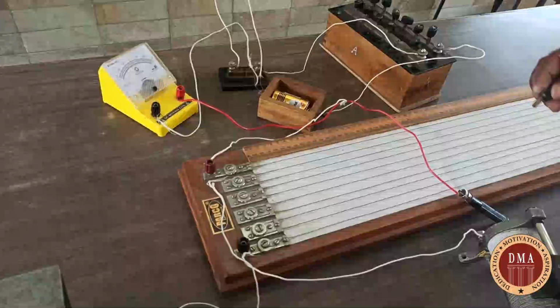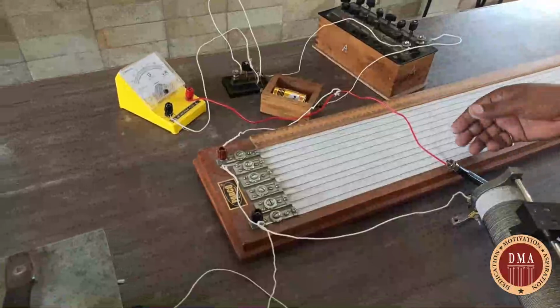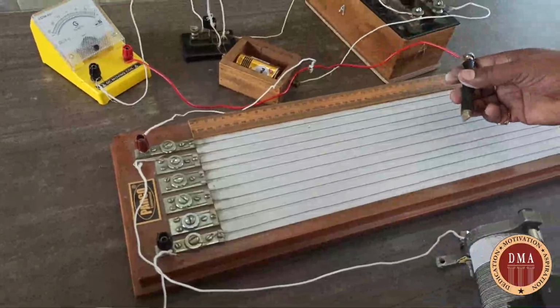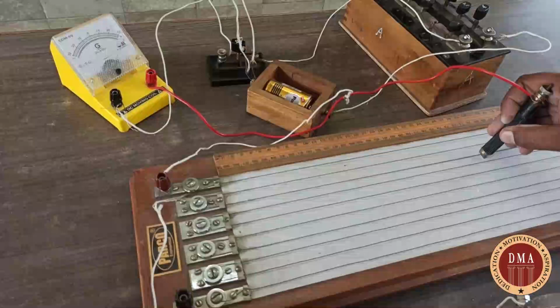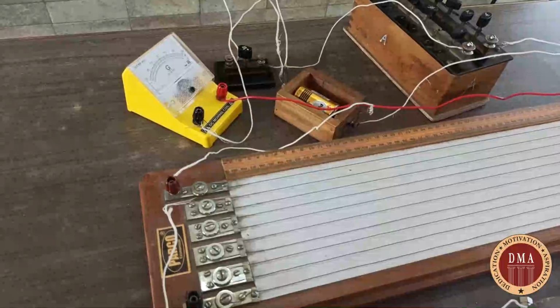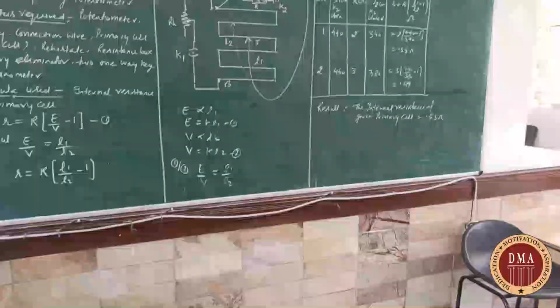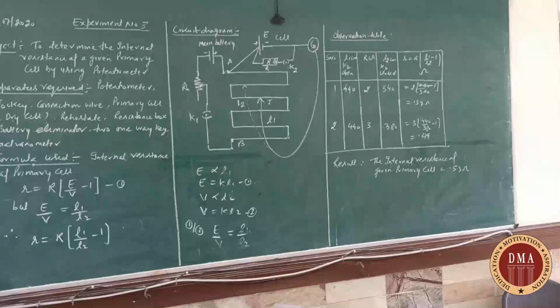Now again we will connect the key K2 and offer a 2 ohm resistance. Again repeat the same way and find out the balancing length L2. Now the balancing length found is 340, so this one is the balancing length, near about 340 centimeter. So you can put the values of L1 and L2 in this formula, small r is equal to capital R, L1 by L2 minus 1. Then you will find the value of resistance, 0.57 ohm.